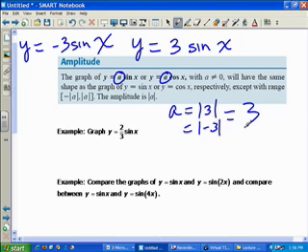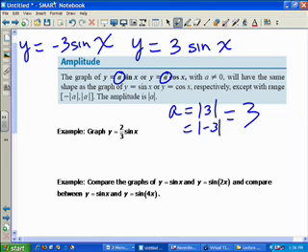Be careful, because some questions are worded, what's the difference between the highest and lowest point? And in that case, it would be 6 units, right? 3 above the origin, 3 below the origin. With me? So watch out. Read the questions carefully when dealing with amplitude.